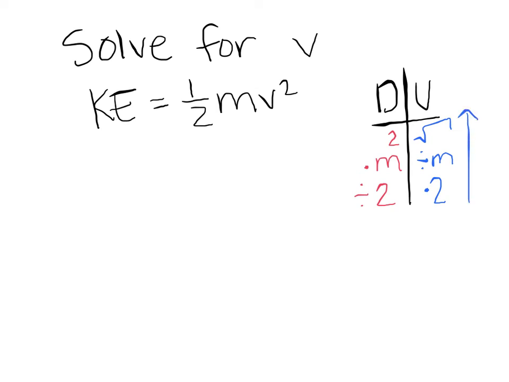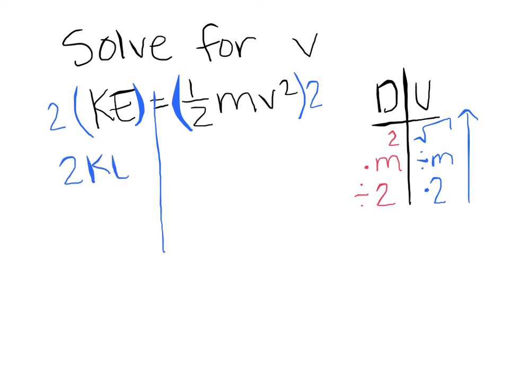So we have 3 things in our undo column. That's okay. If we do them step by step, we should be fine. I'm going to draw my line down the middle, and I'm going to start with that first step, which is multiplying by 2. I'm going to multiply this side of the equation by 2. And since it's an equation, I need to multiply the other side by 2.